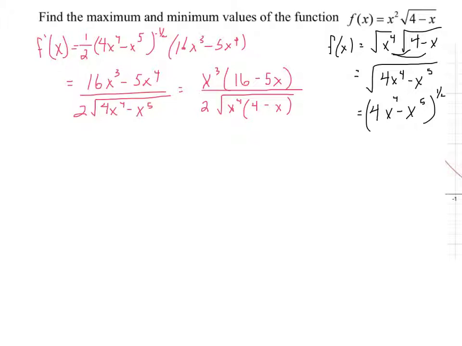So let's look at the top to make that 0. Of course, 0 cubed would be 0. And here, if I set this equal to 0, 16/5 would make that parentheses 0. Let me make a note here of those two things. X equals 0 and 16/5 are those critical points.